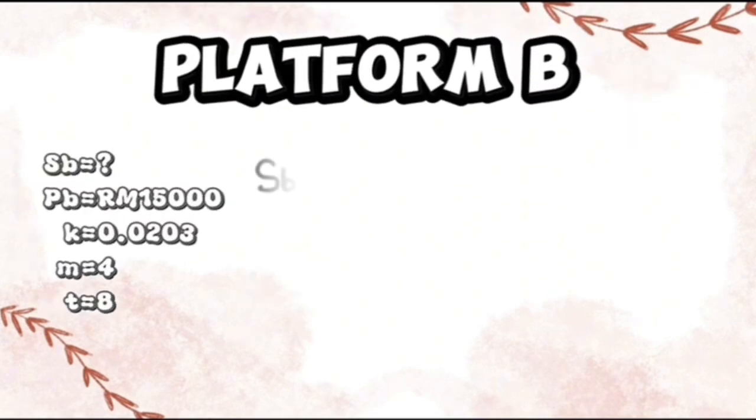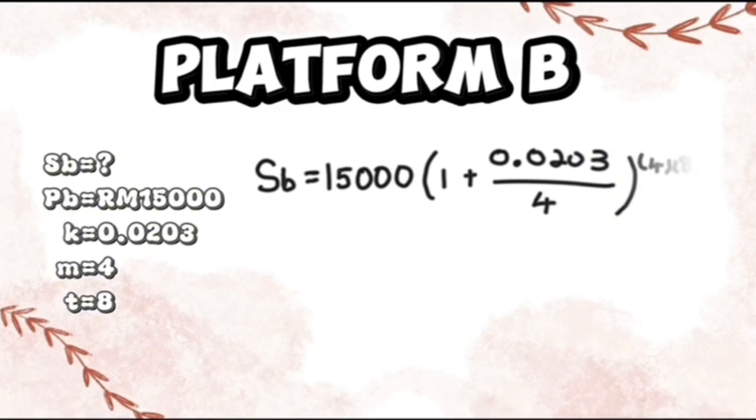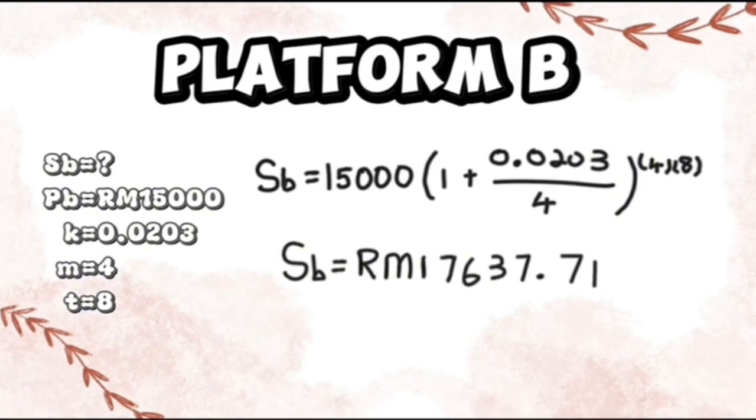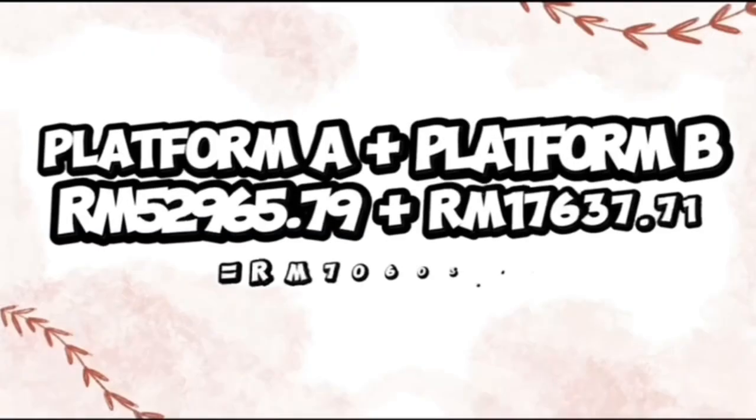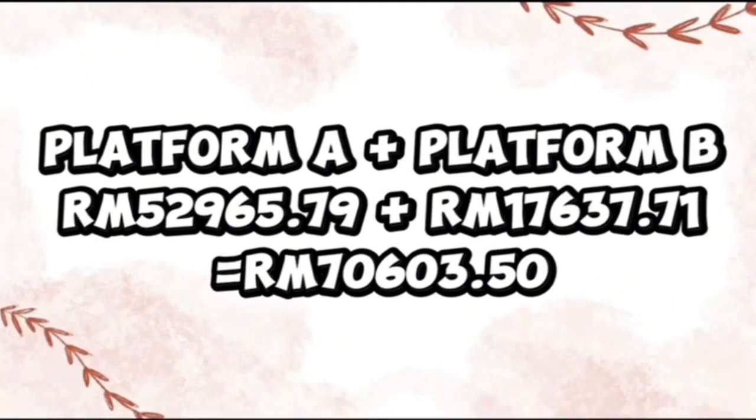For platform B, P is equal to 50,000 ringgit, K equals 0.0203, M equals 4, and MT is 4 times 8. The answer is 70,637 ringgit and 71 cents. The question asks for the total amount accumulated, so we are going to sum up these two, which is 52,965 ringgit 79 cents plus 17,637 ringgit 71 cents. The total amount accumulated is 70,603 ringgit and 50 cents.